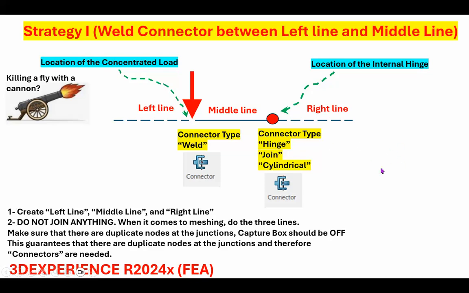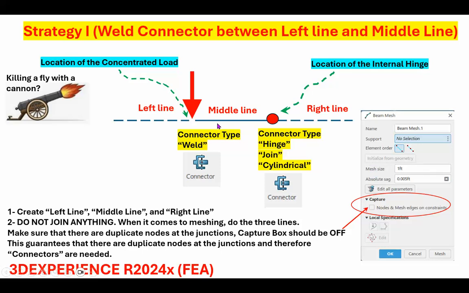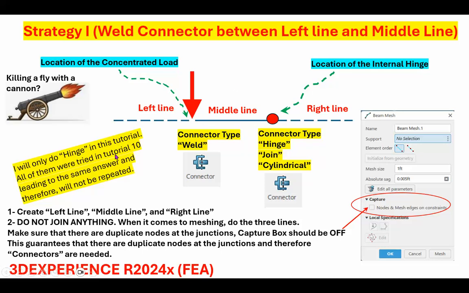Make sure that when you create these three lines, you do not join them, because we want duplicate nodes where they come together so that we can tie them together through the connectors. And because I want duplicate nodes here, when we mesh these separately, we make sure that this checkbox is off so that it doesn't merge two nodes which are within a certain distance of each other. So this is off. That means there's going to be a node here and a different node on this side, at the same location. And as I said, I will only do hinge.